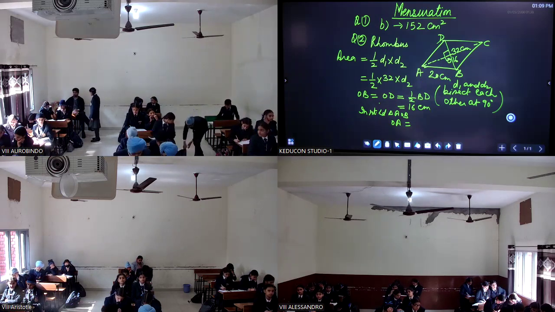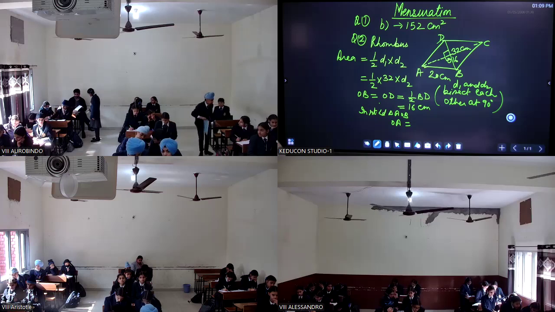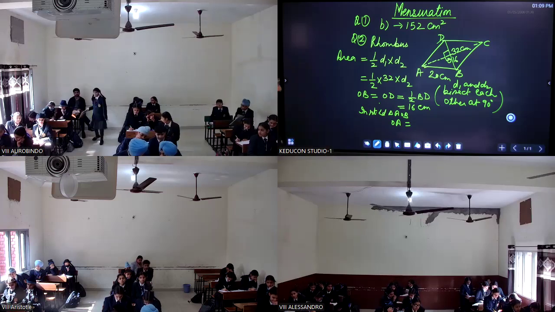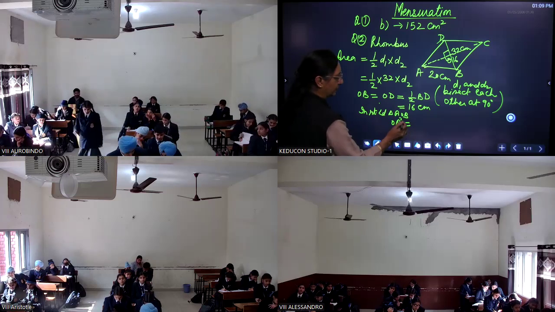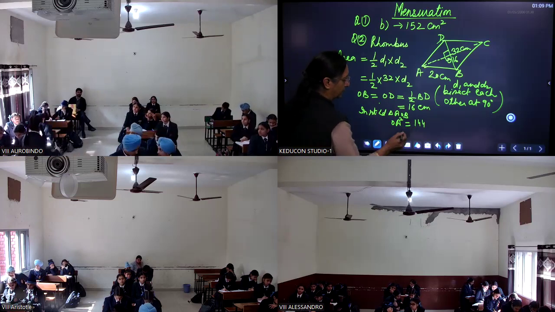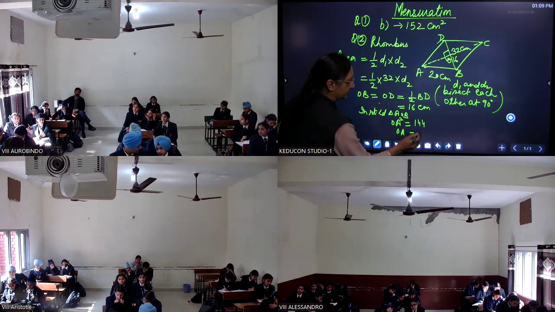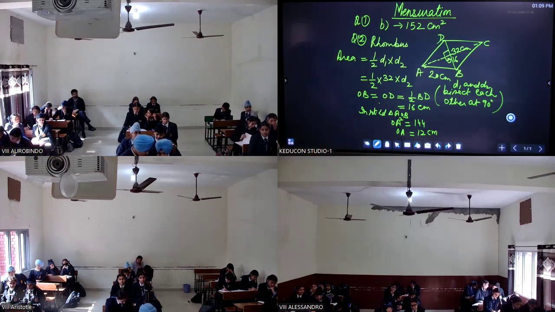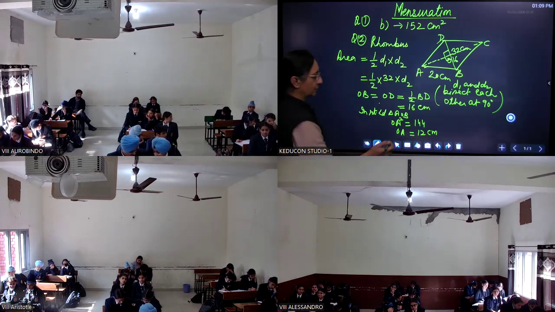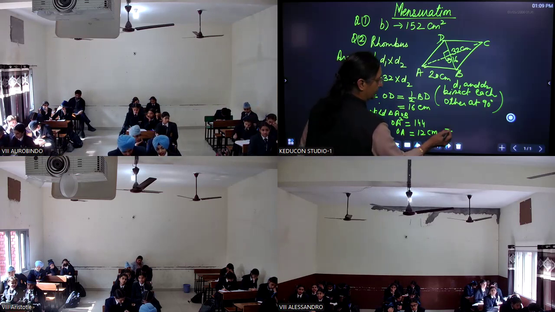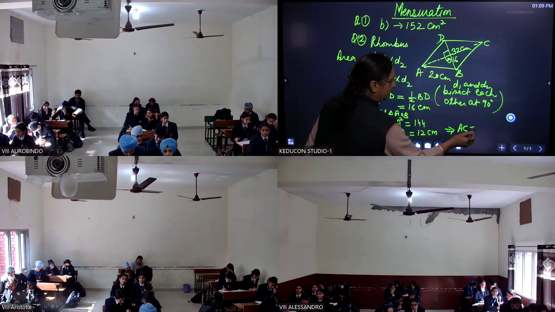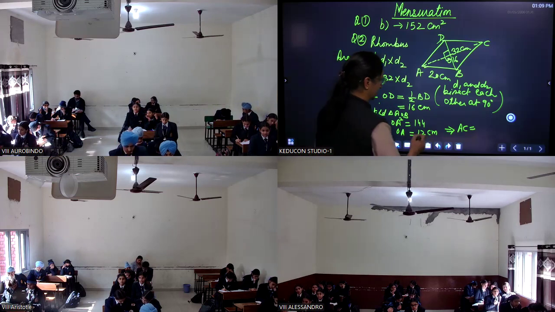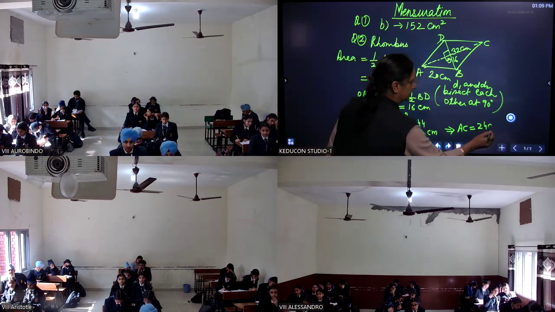OA, 12. OA square is 144 and OA will be coming out to be 12 centimeter. Right? OA is 12 centimeter. Now AC is known to you. Now you come to know what the other diagonal is. AC, 24 centimeter. Double of it.